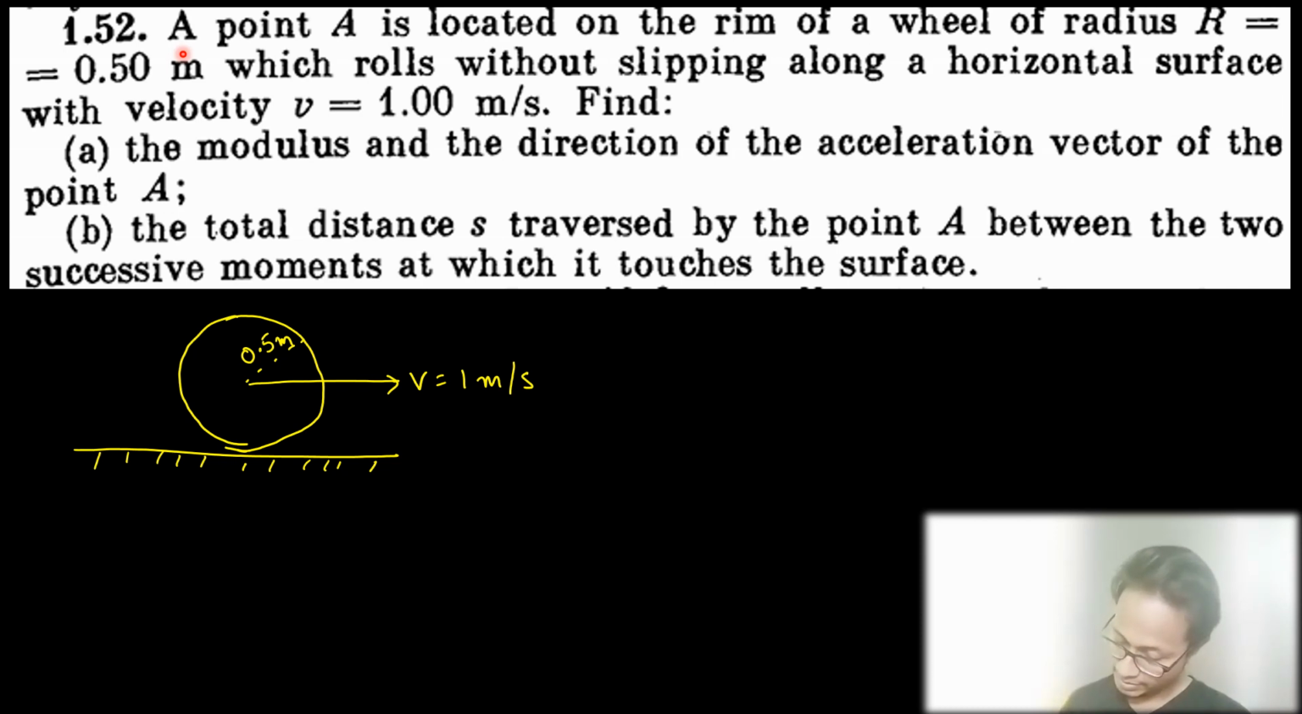What is point A? The point A is located on the rim of the wheel. So take any point A. Let's take this point A.